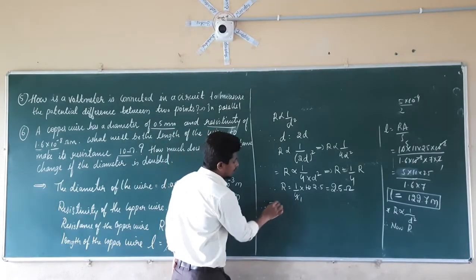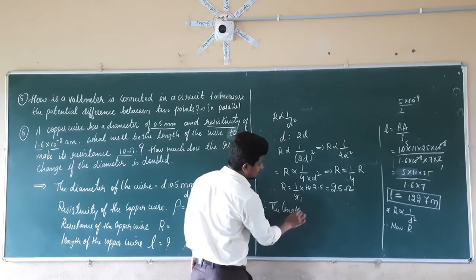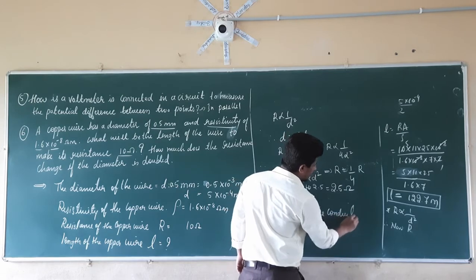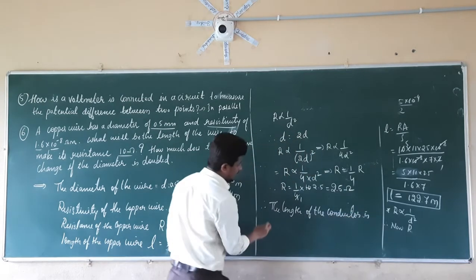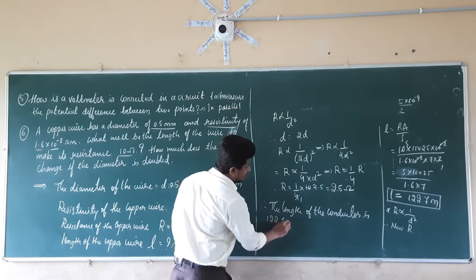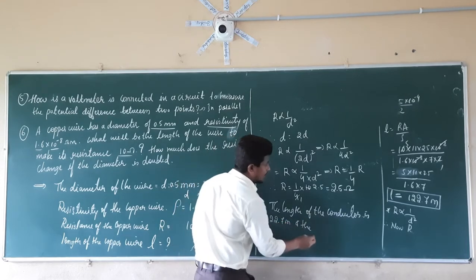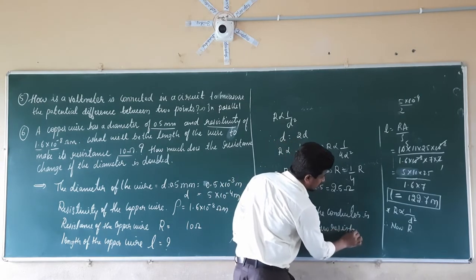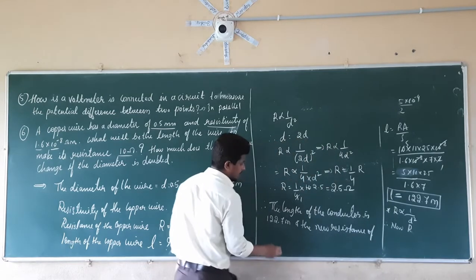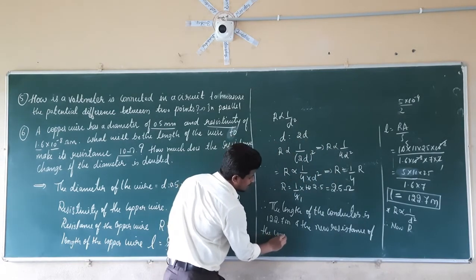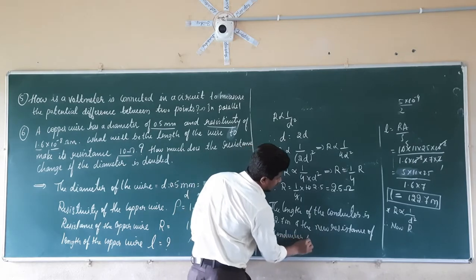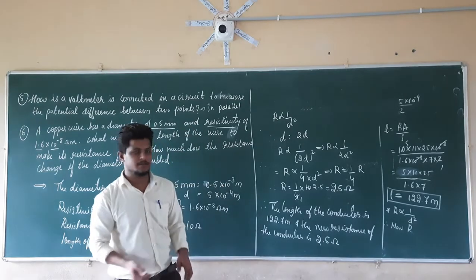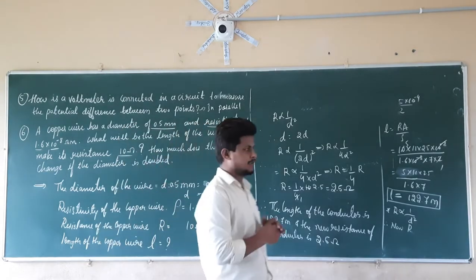So therefore, the length of the conductor is 122.7 meters, and the new resistance of the conductor is 2.5 ohms. So this is numerical number 6, question number 6.